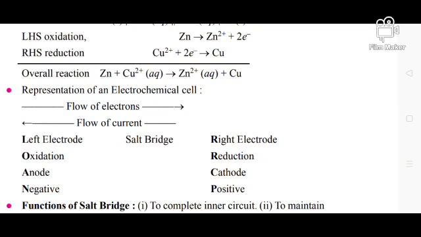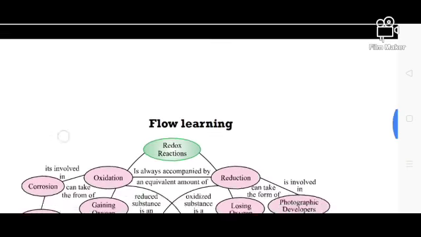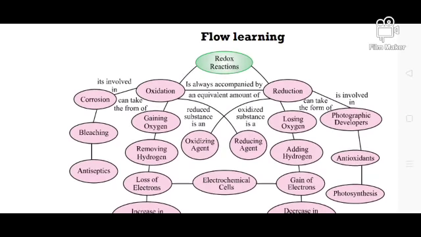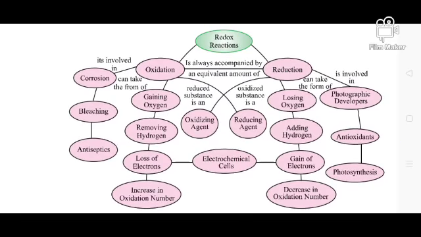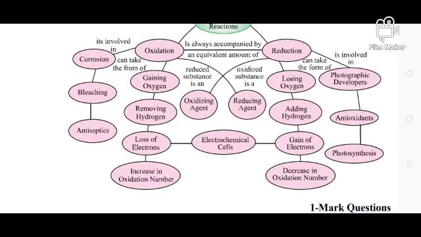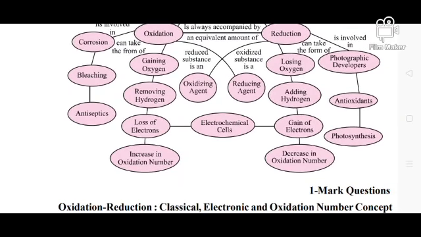After that, there are some graphical representations. Generally, a redox reaction is always accompanied by oxidation as well as reduction. Oxidation means the loss of electrons, removal of hydrogen, or increase in oxidation number. On the other hand, reduction means the loss of oxygen, the gain of hydrogen, the addition of electrons, and the decrease of oxidation number. This is the general idea.